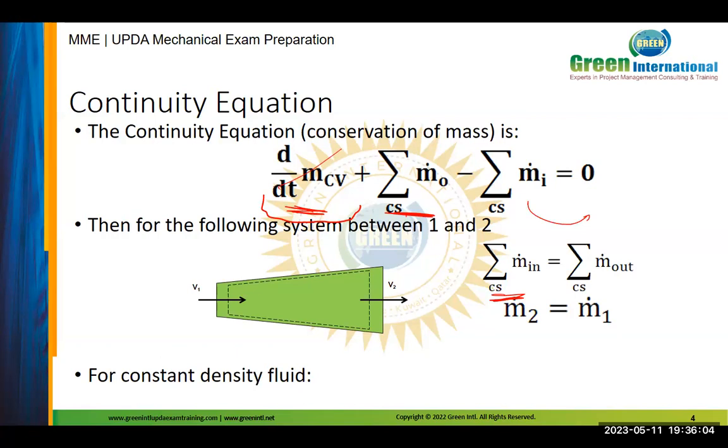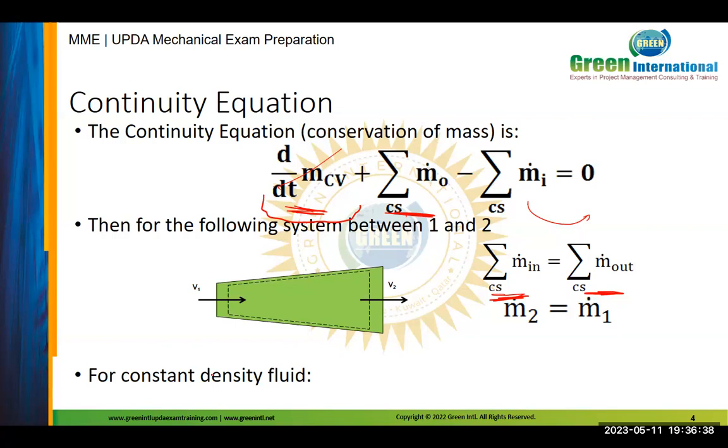Sometimes we have three outputs, three inputs, according to the problem and the equation. The simple problem is one input, one output. For this case, as you see in the figure, mass in is equal to mass out. m dot is mass flow rate. Mass flow rate in equals mass flow rate out. What does mass flow rate represent? It is represented by rho V A. What is rho? Density. What is V? Velocity. What is A? Area. So rho V A is equal to rho V A.